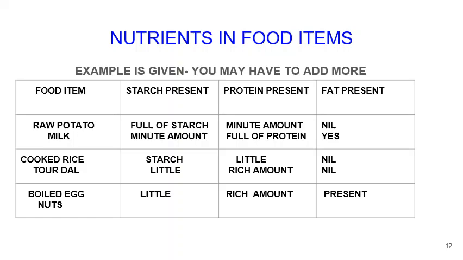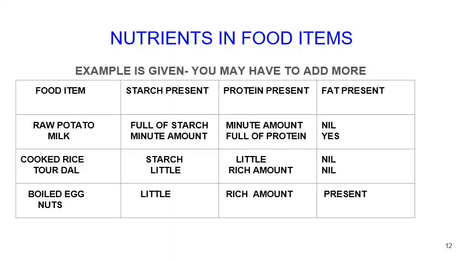Nutrients in our food items. Examples are given. You may have to give more items for your example. The food item given is raw potato. Raw potato, that is not cooked potato, contains full of starch. Milk contains very little starch but a large amount of proteins and minerals and other things.